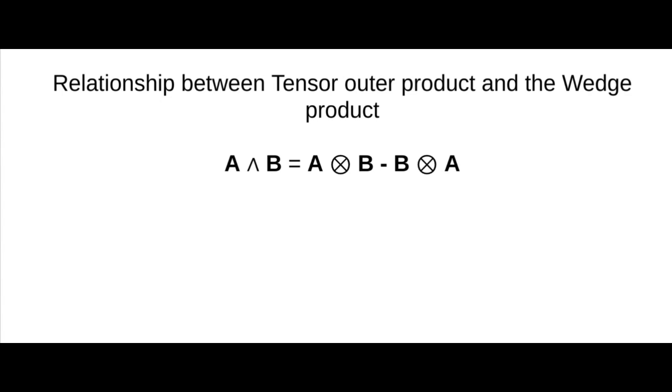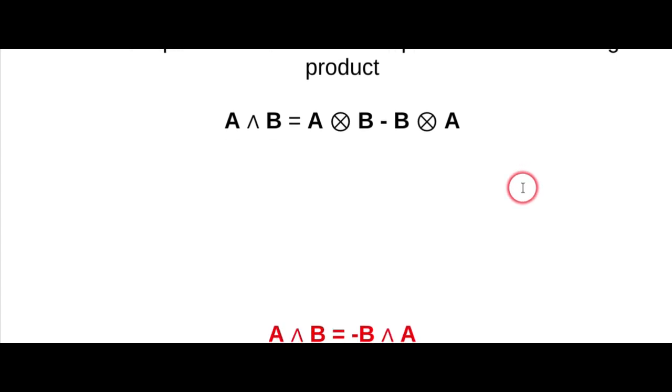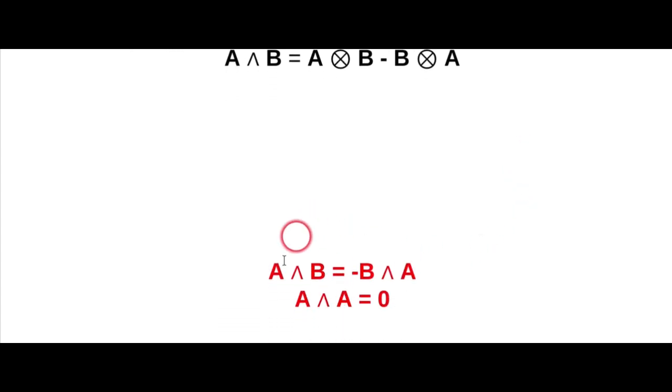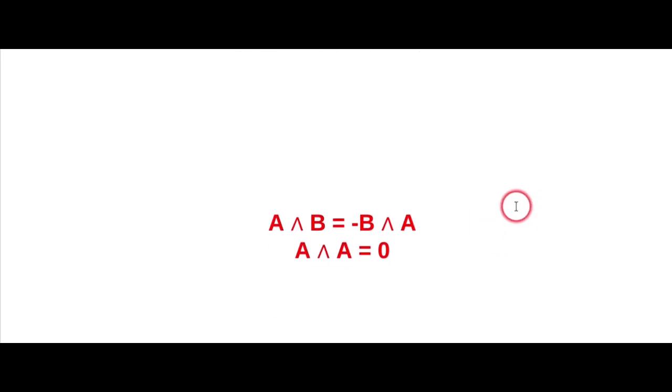Okay, here we go. What's the relationship between the tensor outer product and the wedge product? So here's what was in the book, Gravitation: A wedge B is defined as the outer product of A and B minus the outer product of B and A. All right, let's do the wedge product first. Remember, here are the rules. A wedge B is equal to negative B wedge A, and any vector wedge with itself is zero. These are the two rules of geometric algebra.